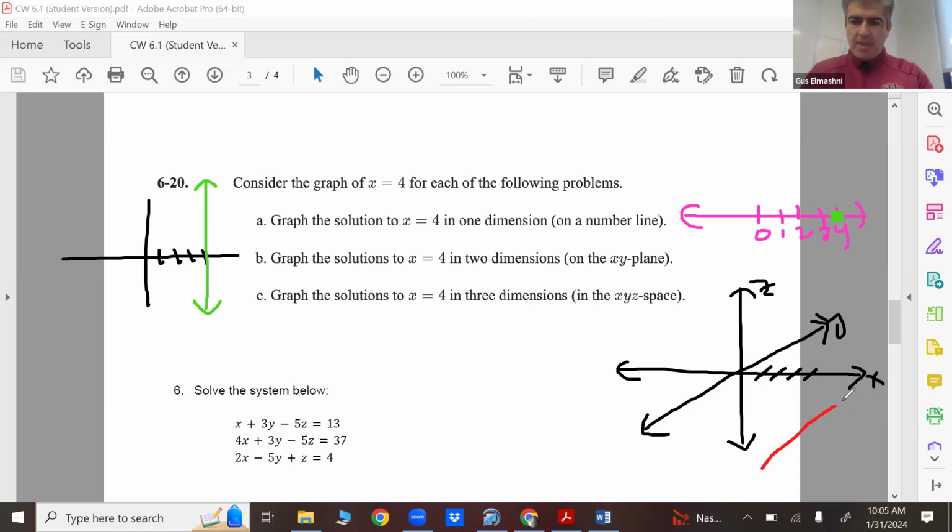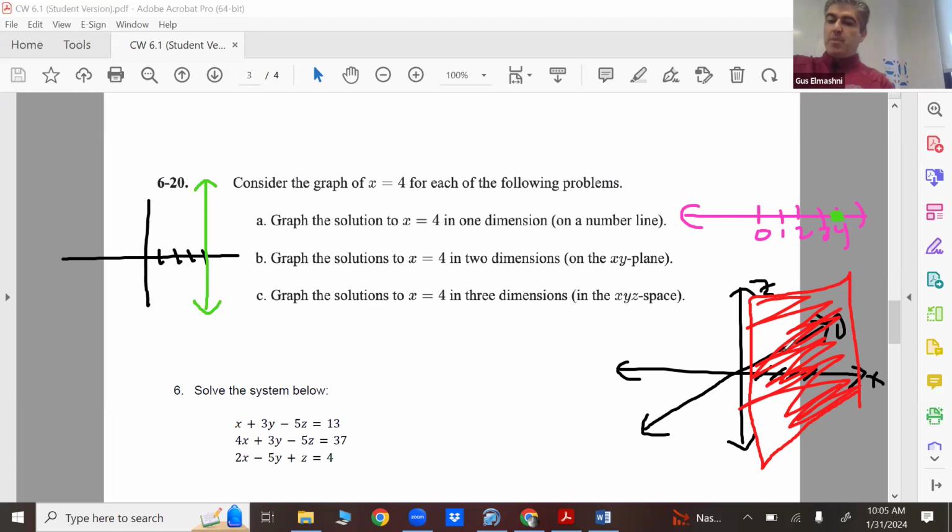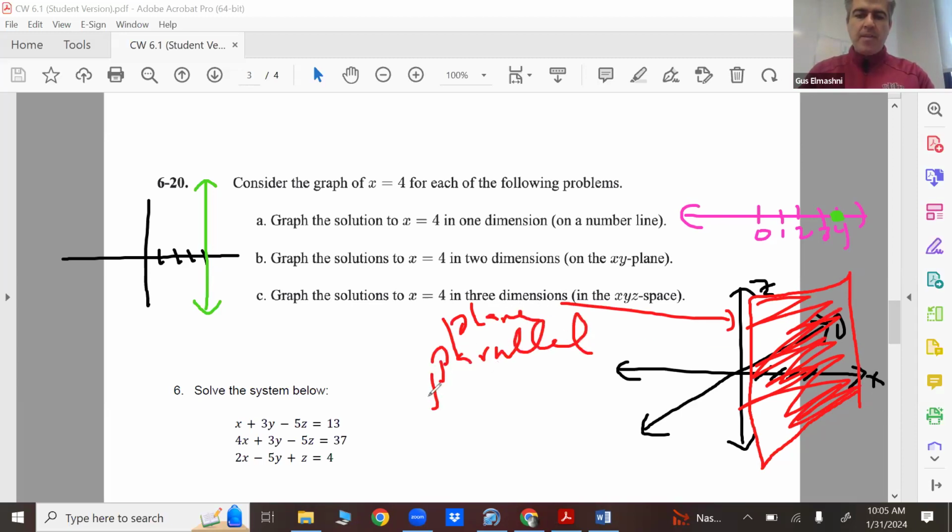You kind of draw something like this. It's kind of hard to do, but basically what you're doing is taking a piece of paper and putting it at x equals 4, and it's going to be parallel to both z and y. So this is a plane that's parallel to the y-axis and the z-axis. That's what's happening there.